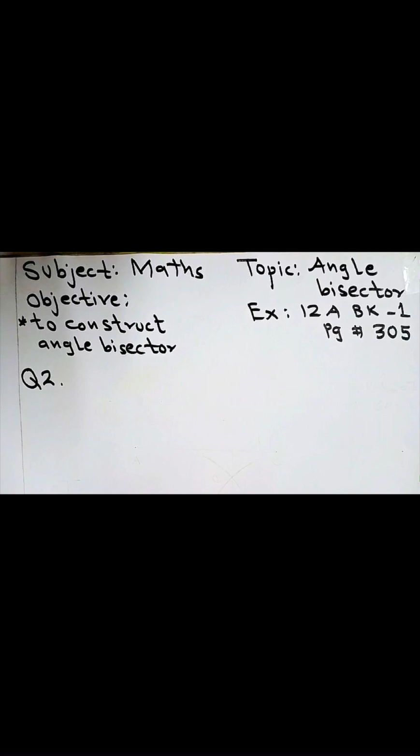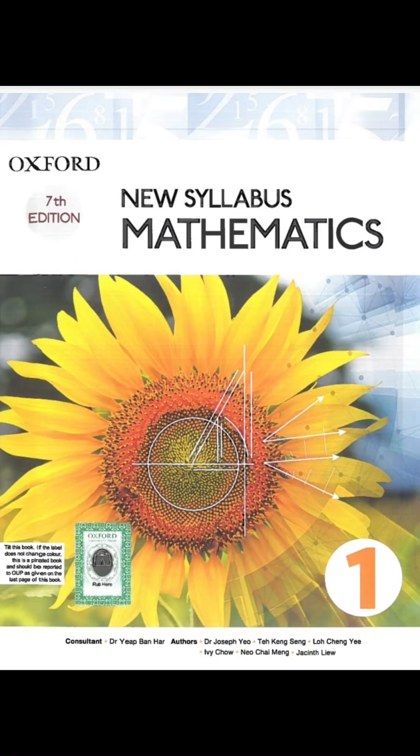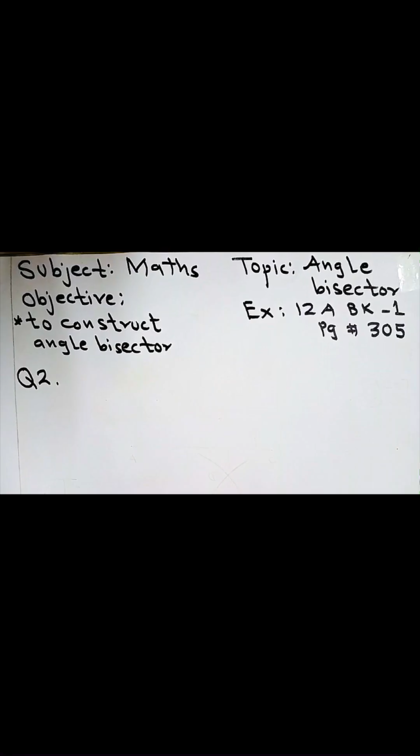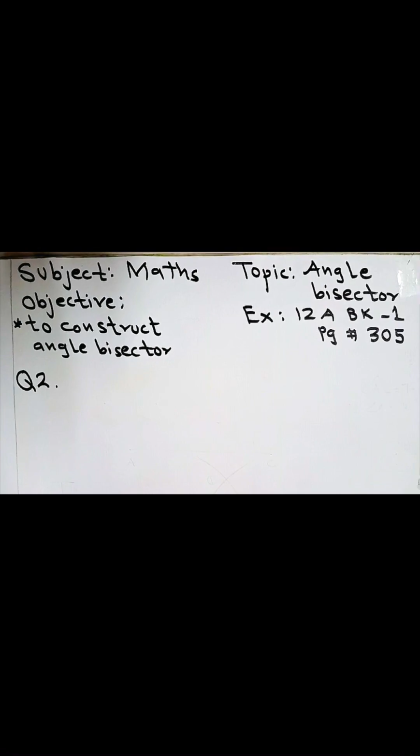Student, we have question number 2 from book exercise 12a, page number 305. I am reading the statement. Draw an angle BAC of 56 degree. Construct the angle bisector of BAC. So in the book it is given. So I am writing for you.